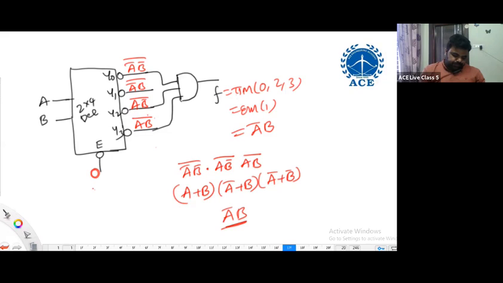It is A bar B. Because the AND gate has 0, 2, 3 connected. That means 0, 2, 3 are max terms. 1 is a min term. 1 is min term means AB 0, 1 output is 1. Functionality: it will be A bar B. Right.